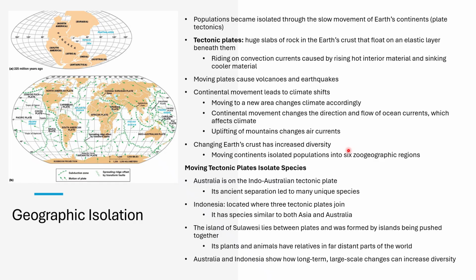So some examples of landmasses that were originally very connected to continents and other parts of the world are Australia and the Indo-Australian tectonic plate. The movement of tectonic plates has isolated Australia, it's very ancient, a very long time ago. And then in Australia, you have very unique species that are pretty much unique to that continent.